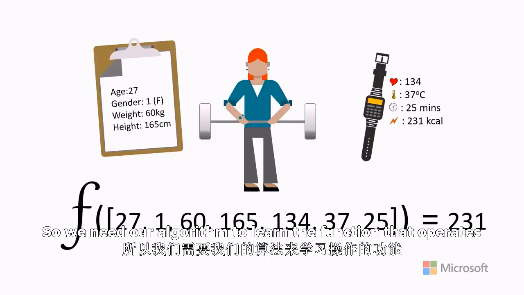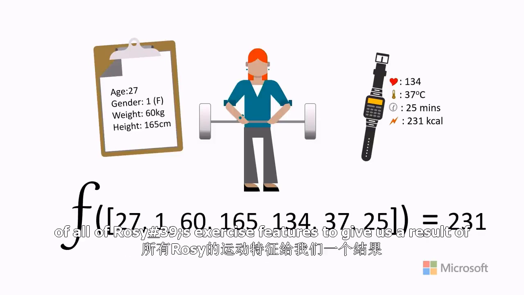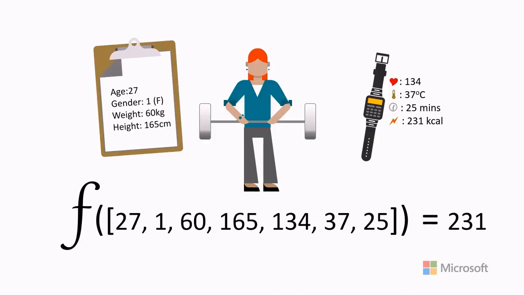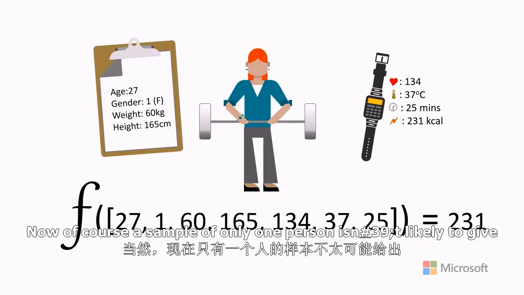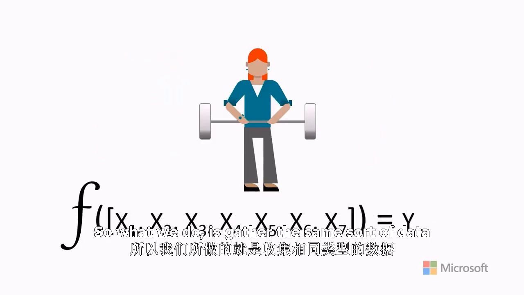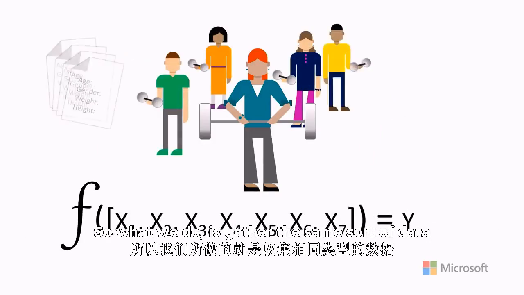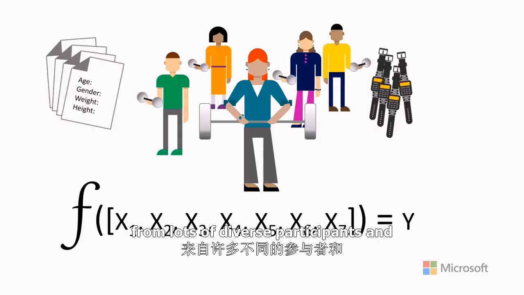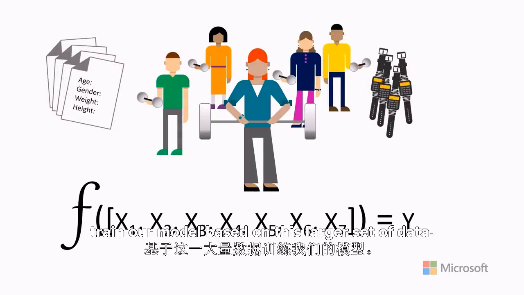So we need our algorithm to learn a function that operates on all of Rosie's exercise features to give us a result of 231. Now of course a sample of only one person isn't likely to give us a function that generalizes well. So what we do is gather the same sort of data from lots of diverse participants and train our model based on this larger set of data.